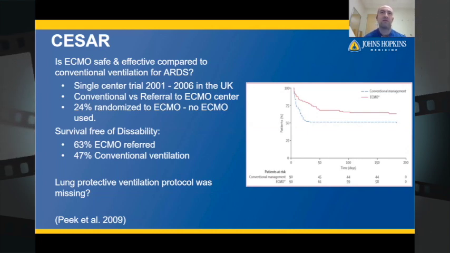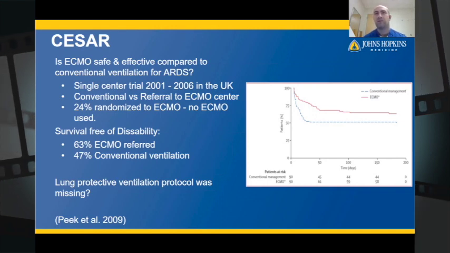The study was entitled The Efficacy and Economic Assessment of Conventional Ventilatory Support versus Extracorporeal Membrane Oxygenation for Severe Adult Respiratory Failure. It was a randomized controlled trial in the UK that ran from 2001 to 2006. The clinical question was whether extracorporeal membrane oxygenation was a safe, efficacious, and cost-effective treatment compared to conventional treatment for management of severe adult respiratory failure.